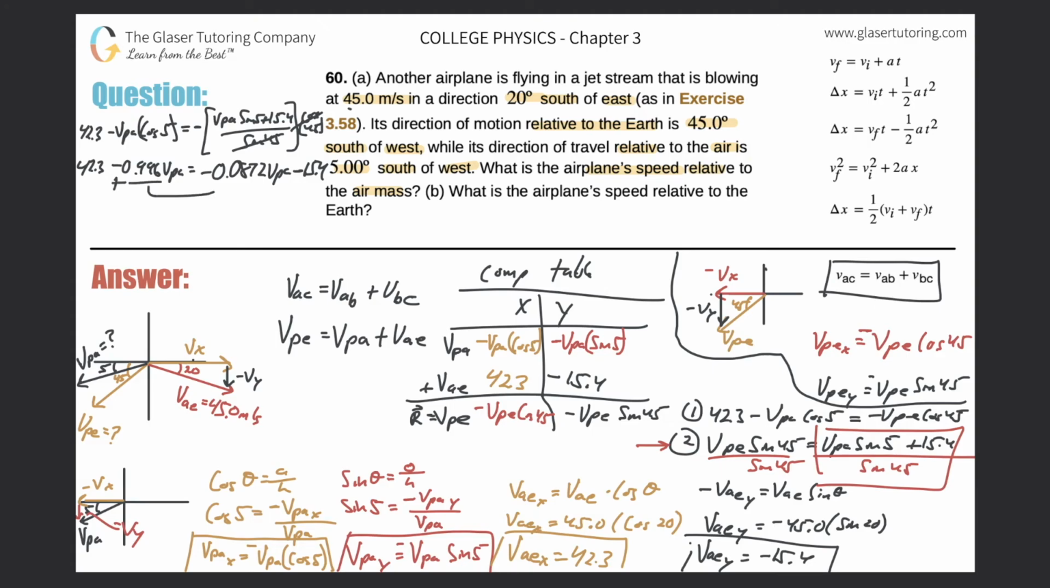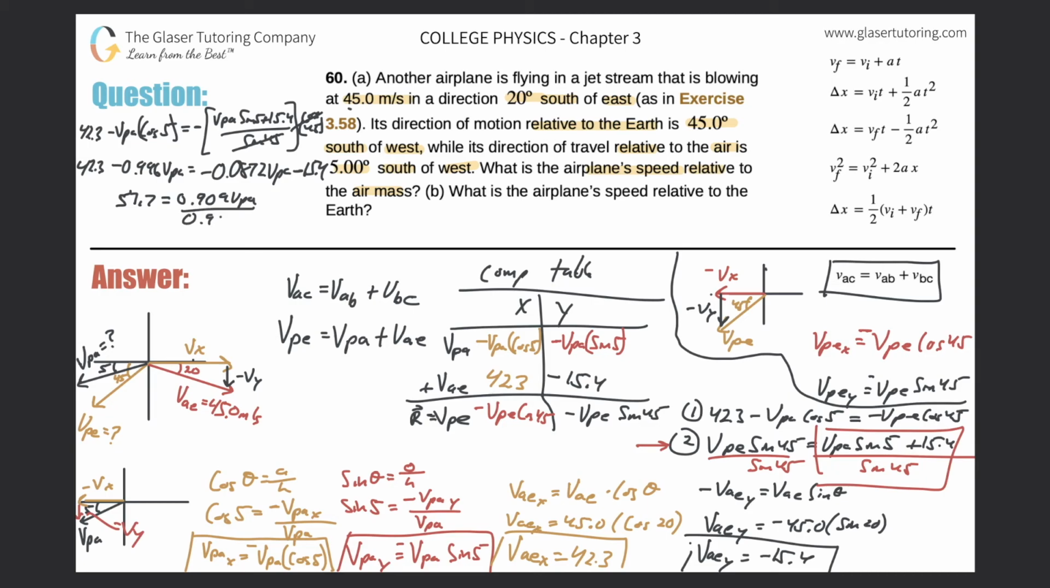Let's add this term on over to the left. On over to the right. Seeing if you're paying attention. And let's take this term now and add it on over to the left. Okay. So let's write the result. So it's going to be 42.3 plus 15.4. And that's 57.7. So we get 57.7. And that will equal negative 0.0872 plus 0.996. So that becomes 0.909 VPA. And look what we can do now.